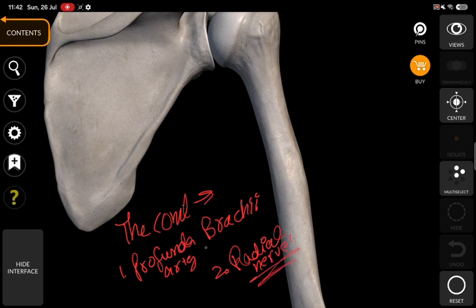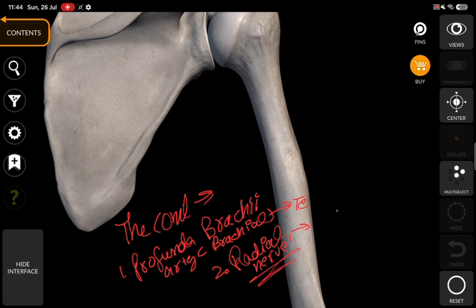Now, profunda brachii artery is a branch of the brachial artery. We don't know where the brachial artery starts from, right? It's okay if you don't know, I'll tell you. The brachial artery starts from the lower border of the teres major muscle. Before crossing the inferior border of the teres major muscle, it is the axillary artery. And before the axillary artery, before crossing the outer surface of the first rib, it is the subclavian artery, I guess. Let me check. It is the subclavian artery.